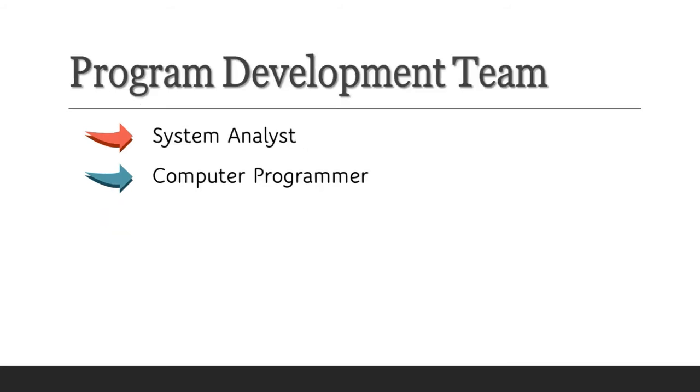Program development may comprise one or more people working as a team. System analysts and computer programmers are the most common jobs in program development. The system analyst studies the problem and designs techniques on how to solve it, while the computer programmer uses a programming language in order to create the automated solution of the problem.